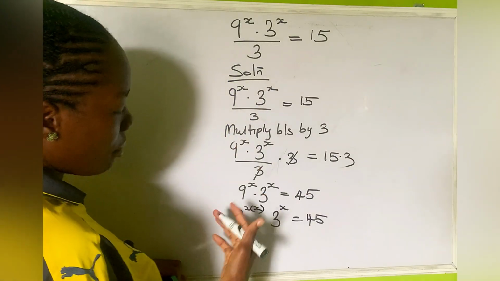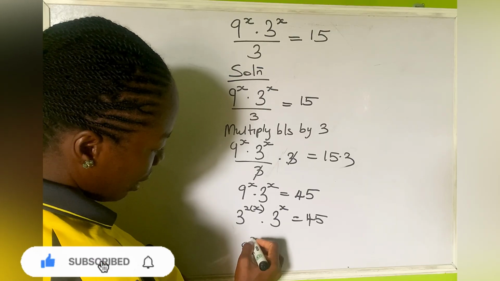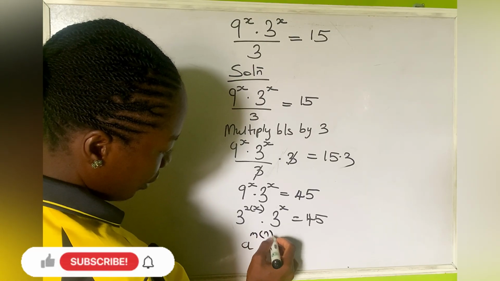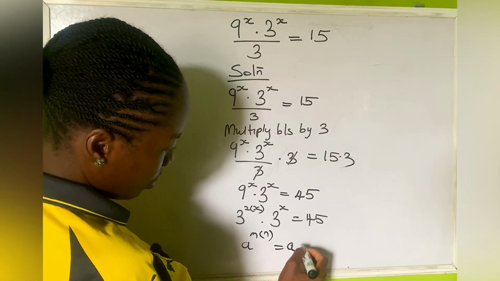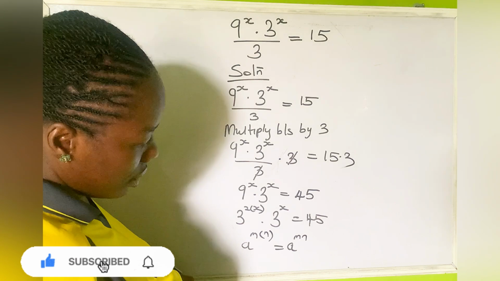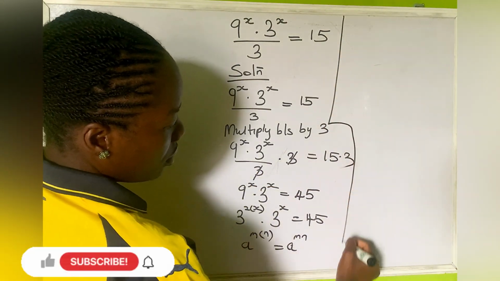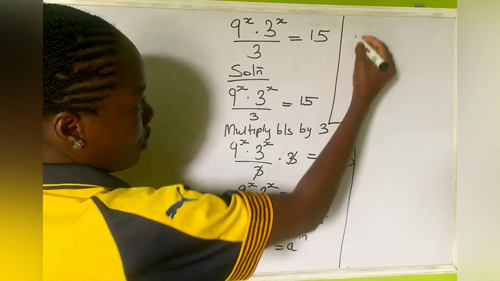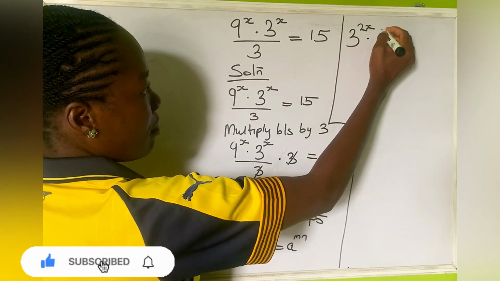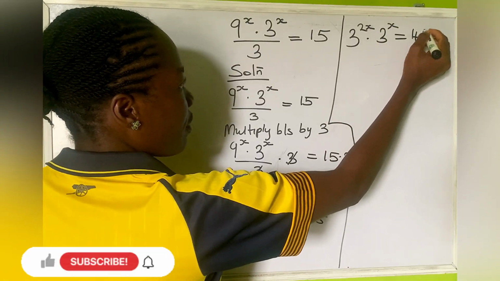Now, when you're dealing with this kind of expression, we have a rule where you have a to the power of m, raised to the power of n, the same thing as a to the power of mn. So that means we are multiplying the powers, right? So here, let's multiply these powers to give us 3 to the power of 2x multiplied by 3 to the power of x is equal to 45, right?